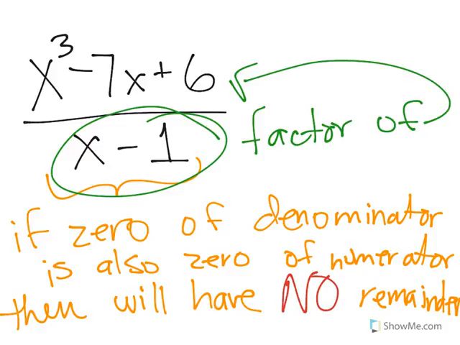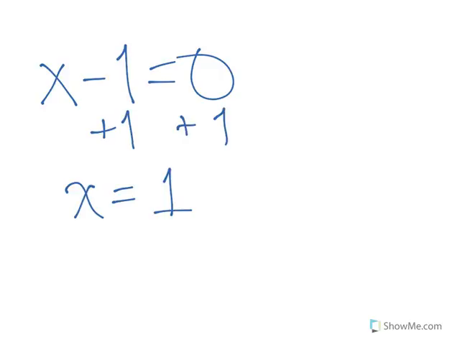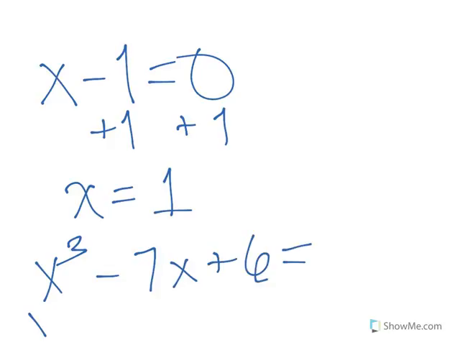Almost by inspection, you know that the 0 of x minus 1 is 1, but either way, let's show it. So x minus 1 is equal to 0. We add 1 to both sides, and we're left with x is equal to 1. So that is our 0 for x minus 1. If we were to plug that into our numerator, which is x cubed minus 7x plus 6, and we plug in 1, we get that this is equal to 0. So actually, the 0 of our denominator is also a 0 for the numerator, so we know that we will be left with no remainder.